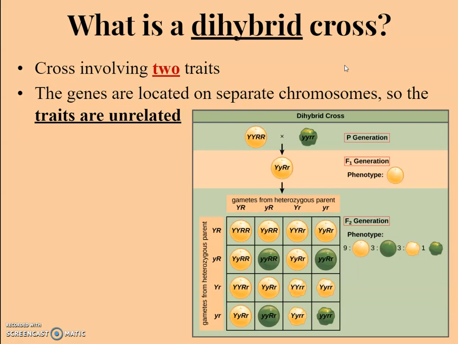Now we know that the genes are located on separate chromosomes, and so the traits are going to be unrelated when it comes to being inherited, because we know that they separate during meiosis, they're independently assorted, and that they are not related to one another. And so now we have to do a cross that ends up being 3 times larger than our original cross to be able to see how these traits will be inherited together.